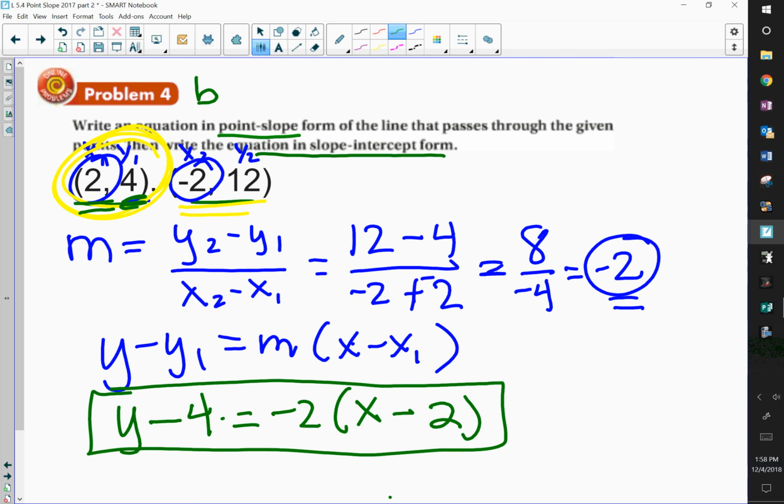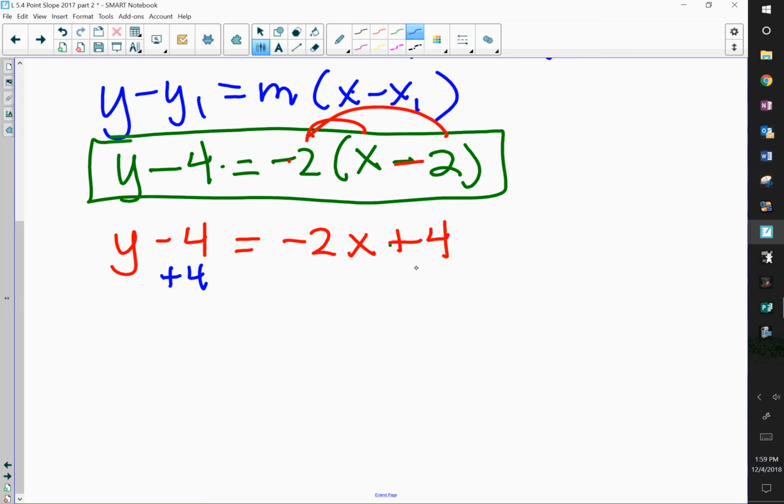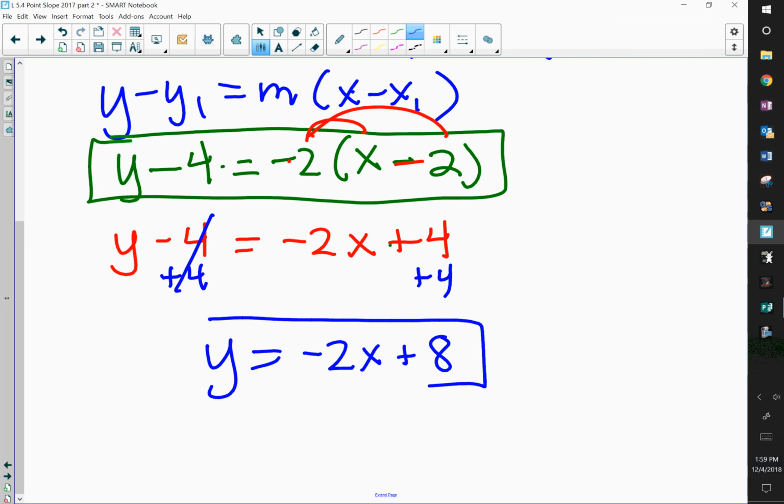The second part of that problem asks you to rewrite it in slope-intercept form. So just like the problem we just finished, you have to do a little algebra. First, distribute the negative 2. You get negative 2x. Negative 2 times x is negative 2x. Negative 2 times negative 2 is positive 4. And then the last step to solve for y is add 4 to both sides. That goes away. Y equals negative 2x plus 8. That is the equation for the same line as the one written in green, only it's in a different form called the slope-intercept form.